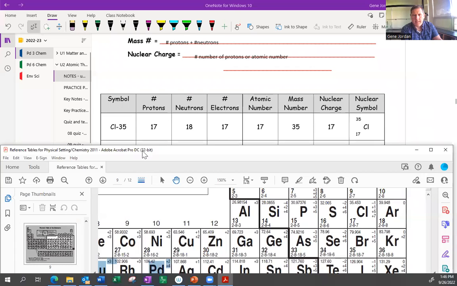You'll see it has 17 protons. It's the atomic number. The number of neutrons, well, you take its mass number, which is 35, minus the number of protons, and that will equal 18. And then the number of electrons, you can simply say it's equal to the number of protons, so 17. Its atomic number, of course, is 17. Its mass number is going to be 35. You add the protons and the neutrons. And its nuclear charge is going to be 17, the number of protons, and its nuclear symbol is given right there.